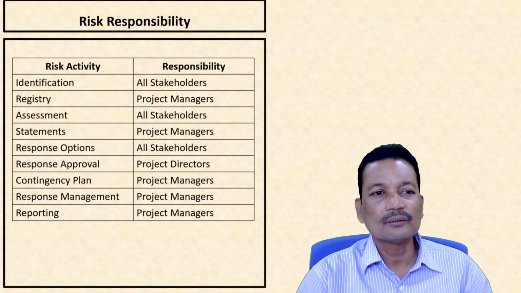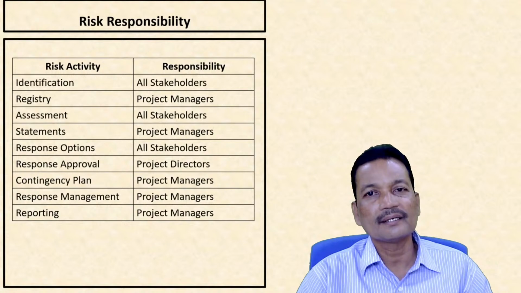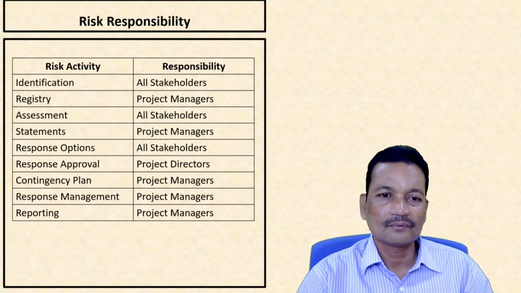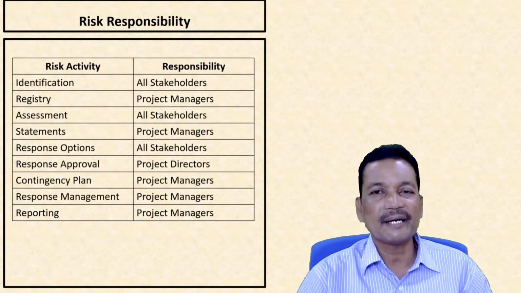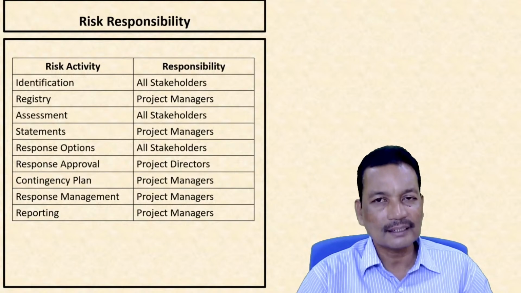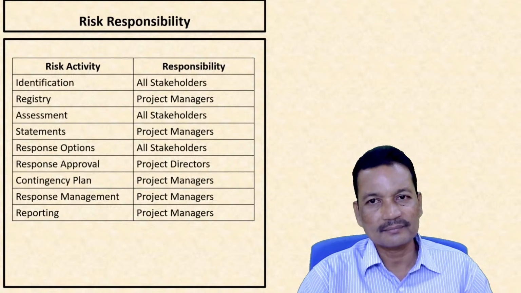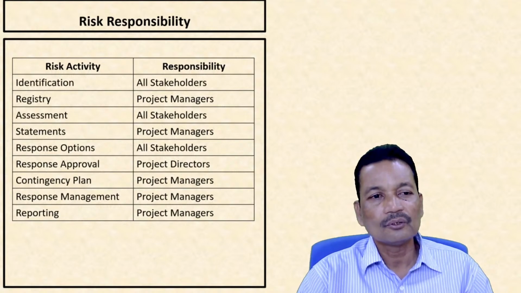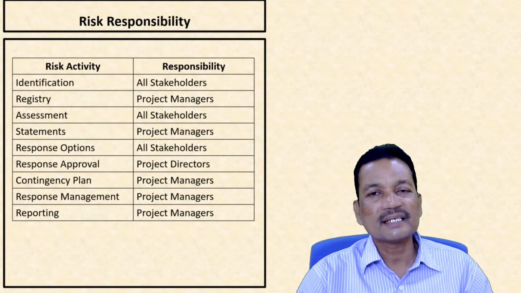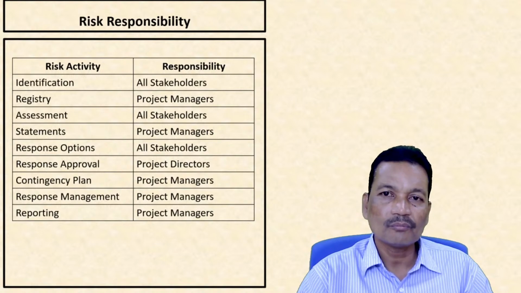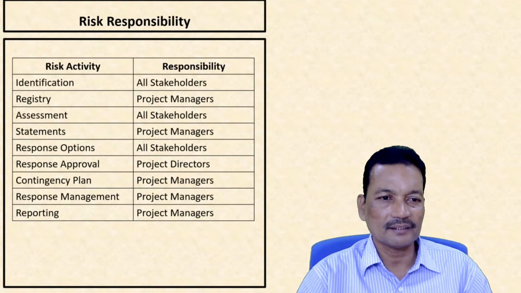Now the risk which is being identified, we try to assess that. How much is the risk impact that is going to be on the project? So it is the responsibility of all stakeholders. Now, from the identification, assessment and registry, statements regarding risk will be generated. By whom? By the project manager.